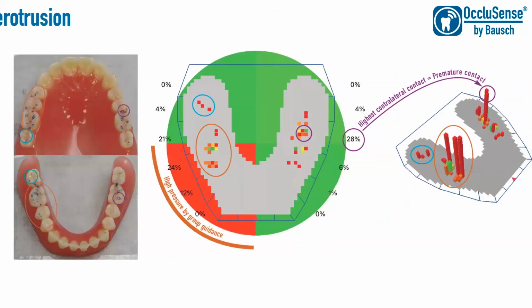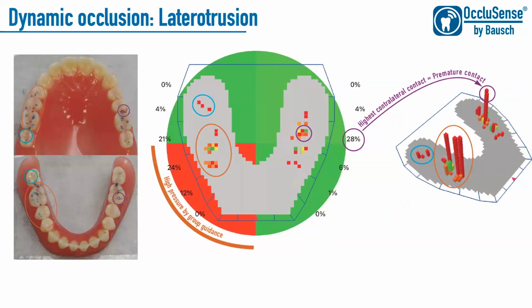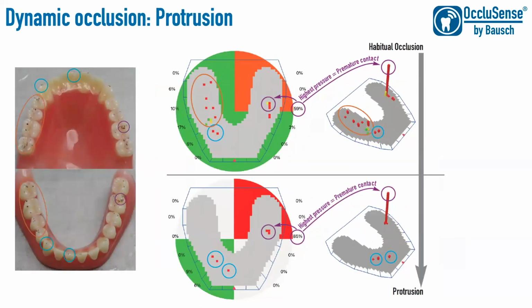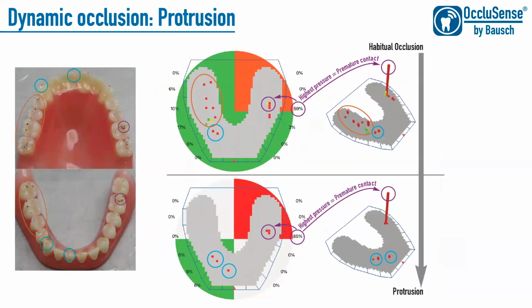You can do the same now with dynamic occlusion. And here you can see an unbalanced group guidance with most of the pressure being located in the bottom right quadrant and a single contralateral contact antagonizing this movement. And now imagine 36 was an implant that we had placed. You can think of the long and short-term consequences that this improper loading could have on the survival rate of our implant. And exactly the same can be done with protrusion.